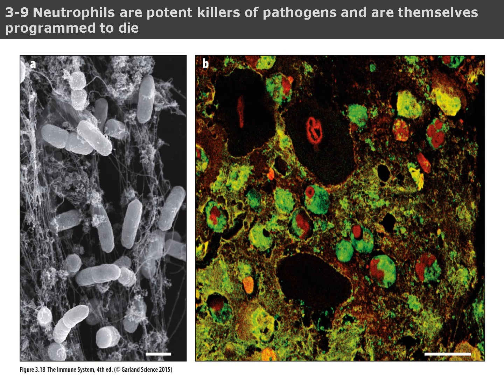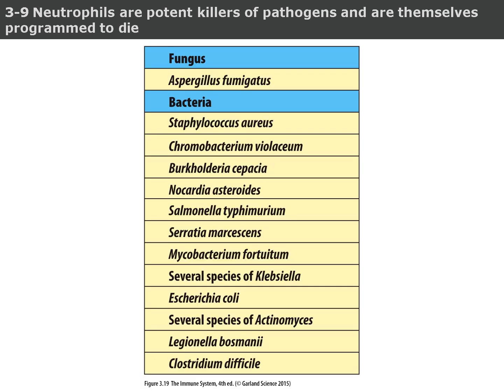They sacrifice themselves not just to engulf pathogens, but to create a hostile environment for microbes, buying time for other immune cells to arrive and finish the job. This chart lists the microorganisms that neutrophils are especially effective at eliminating.